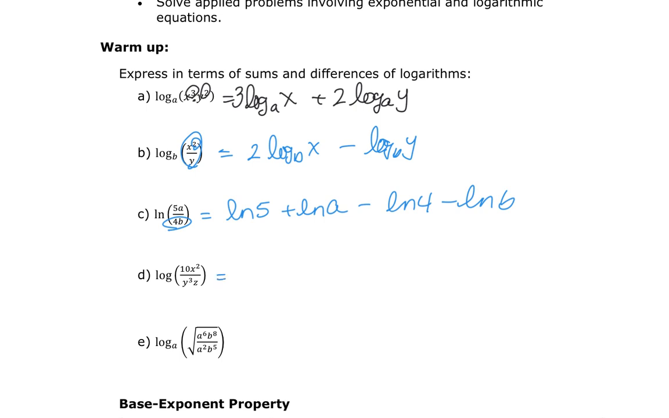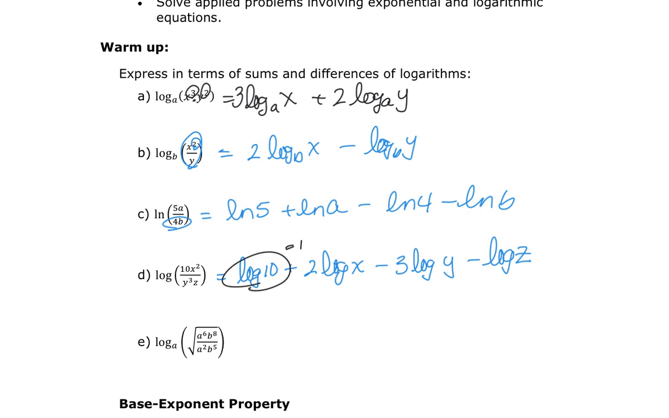Similarly, this will be the log of 10 plus 2 the log of x minus 3 the log of y minus the log of z. But we know that the log of 10 equals 1, so we can rewrite this as 1 plus 2 the log of x minus 3 the log of y minus the log of z.